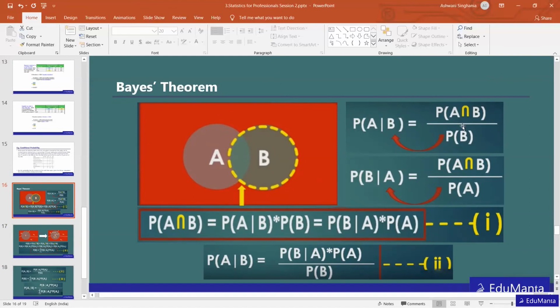Taking the numerator as the subject, probability of A intersection B is equal to probability of A when B has occurred multiplied by probability of B. In the same way, probability of A intersection B will be probability of B when A has occurred multiplied by probability of A. So from equation 1 we derive this formula, and from equation 2 we derive this equation.